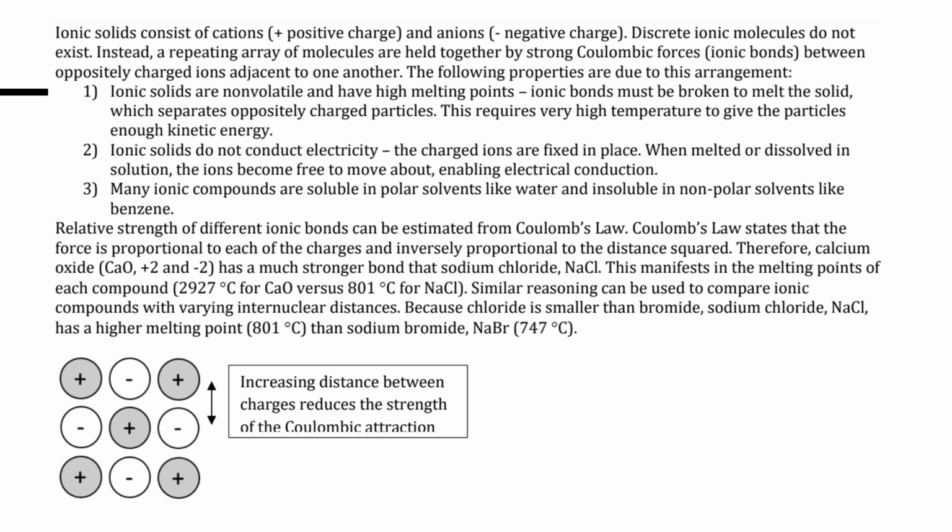This manifests in the melting points of each compound being different, as is shown here. Similar reasoning can be used to compare ionic compounds with varying internuclear distances. For example, because chloride is smaller than bromide, sodium chloride has a higher melting point than sodium bromide, as shown there. Increasing the distance between charges reduces the strength of the Coulombic attraction.